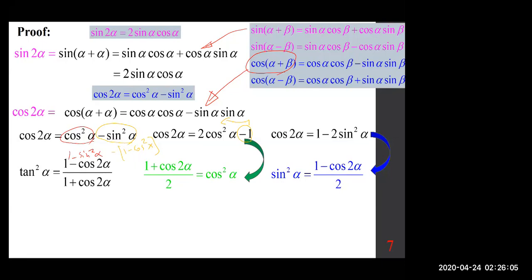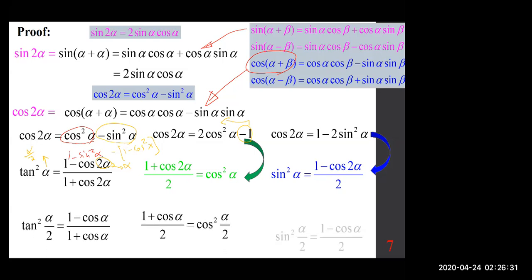What if you change 2 alpha to alpha? Then you have to change the alpha to half of that, okay? If you change this one to alpha, then you must change this one to alpha over 2. And that's the case for tangent, cosine, and sine, okay?